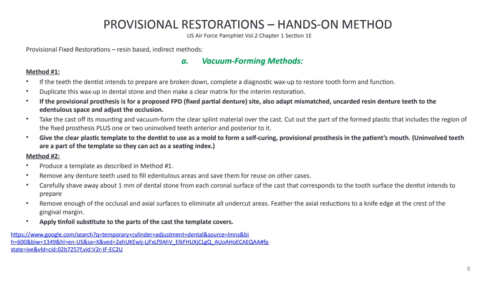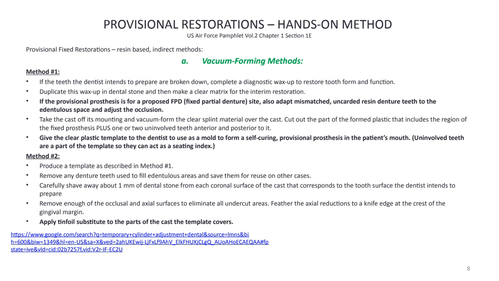So now we have the same wax up that we did, but instead of being in wax, we're going to have it in stone, which is guaranteed to work very well during the vacuum forming method. If the provisional prosthesis is for a proposed fixed partial denture site, we also have to adapt the denture teeth to the edentulous space and adjust for the occlusion.